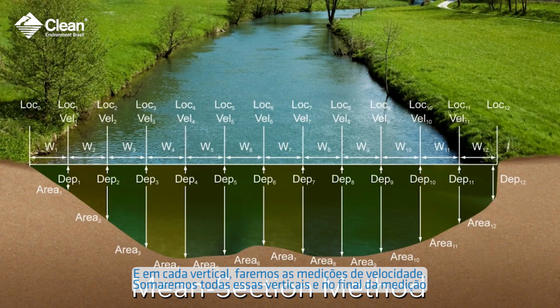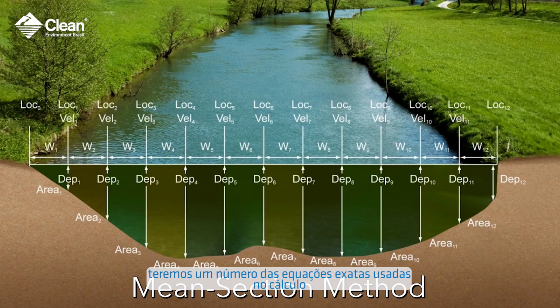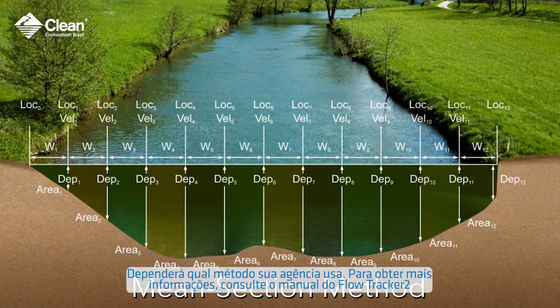And in each vertical, we'll be taking velocity measurements. We'll sum all of those verticals, and at the end of the measurement, we'll have one number. The exact equations used in the calculation will depend on what method your agency uses. For more information, consult the FlowTracker2 manual.